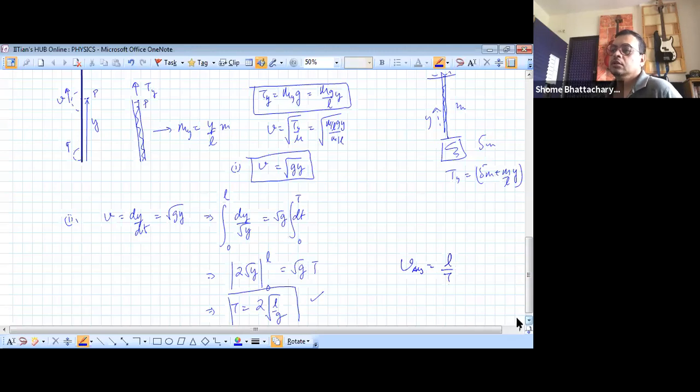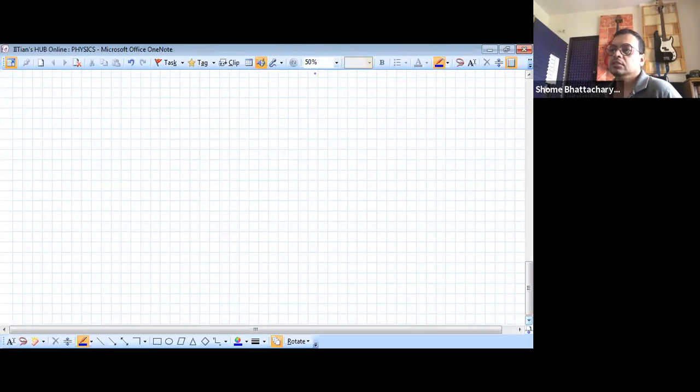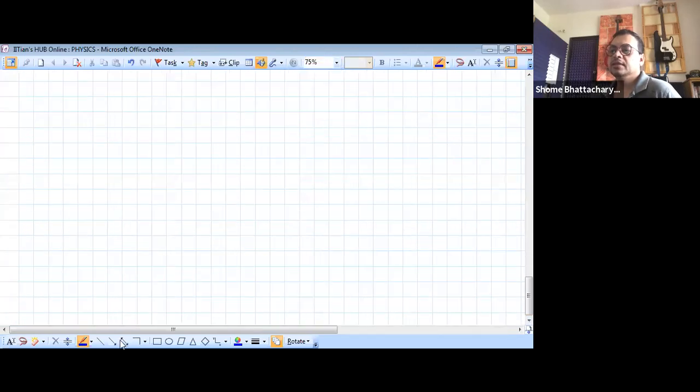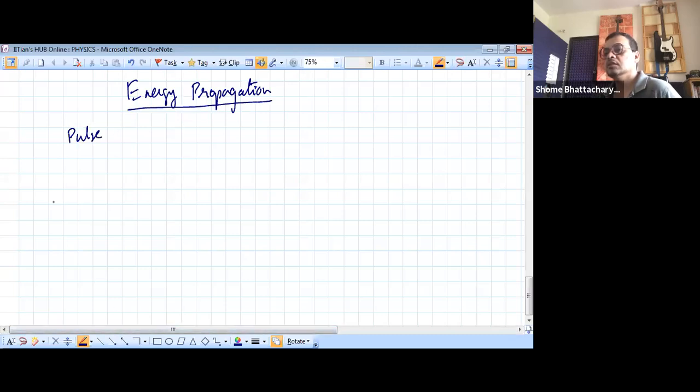Okay. Now moving on. Next, we will first of all remind ourselves of one important concept that we saw last time, which was the delocalization of energy. So energy propagation along a wave or a pulse. When we look at a pulse, we understand that as the pulse is like this at some time t, and a very short time later, the pulse is going to become like this.